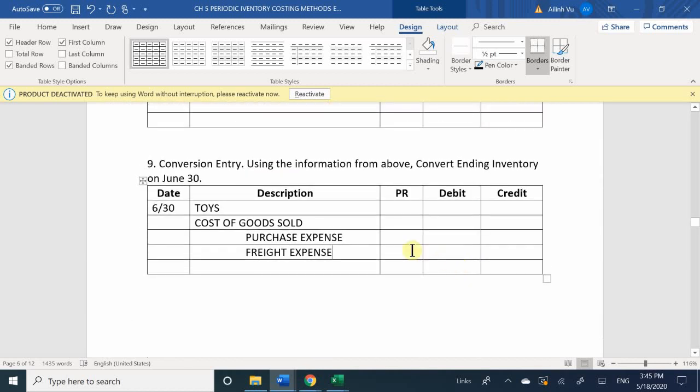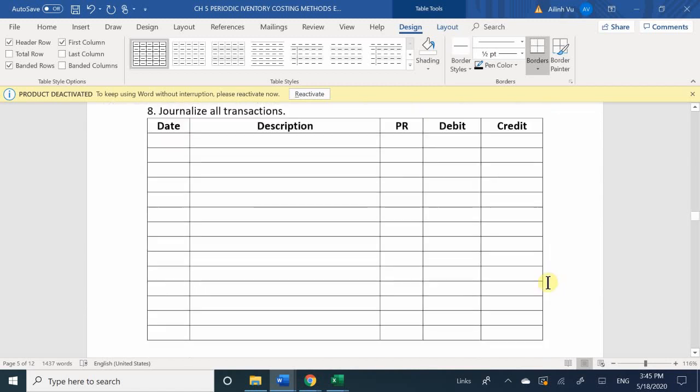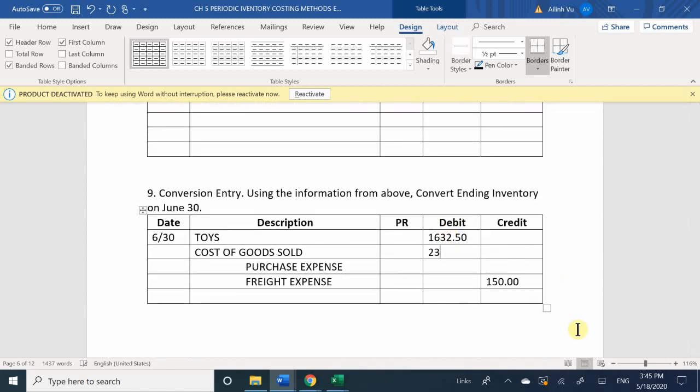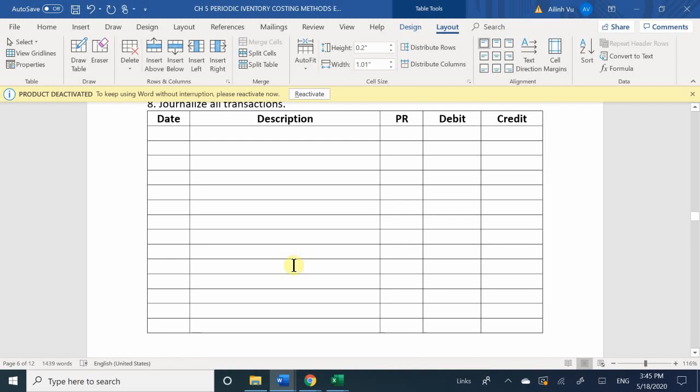So let's go ahead and fill that information in. 1,632.50. And I completely forgot the rest of the numbers. 150. Let's go ahead and look. So I got the first one, 2,380. And then lastly, our purchase was $3,862.50. Perfect.